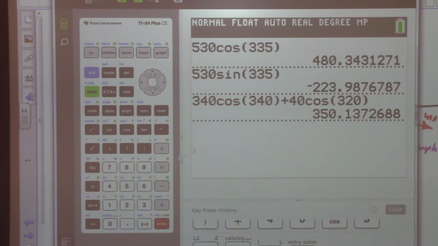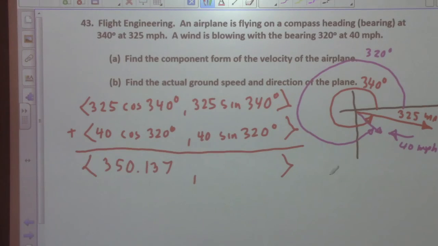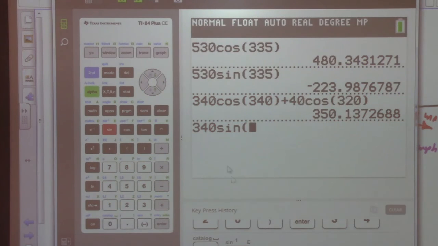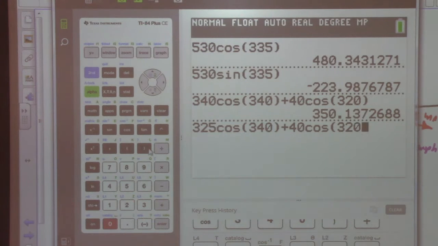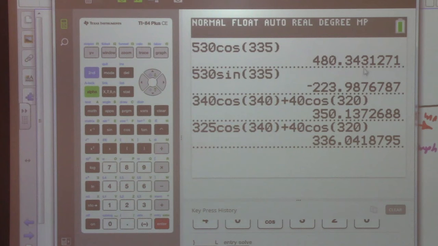And then over here, if we did that right, in the calculator you have to keep track of that, because you can just put 340 sine of, no, I'm lying to you, aren't I? No, that's right, 340 sine 340 degrees, is that right? Those are the same numbers. Oh, 325. 325, okay, let me just do this here. So you should have 325 cosine 340 degrees plus 40 cosine 320 degrees. There we go. So we have that, 336.042.